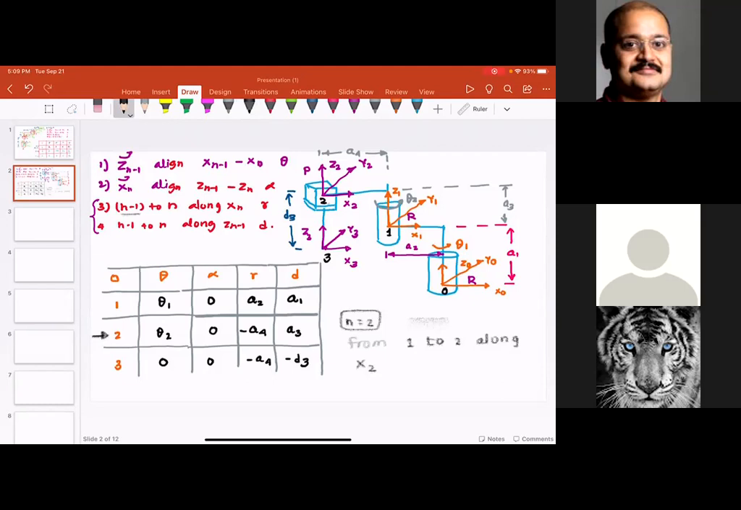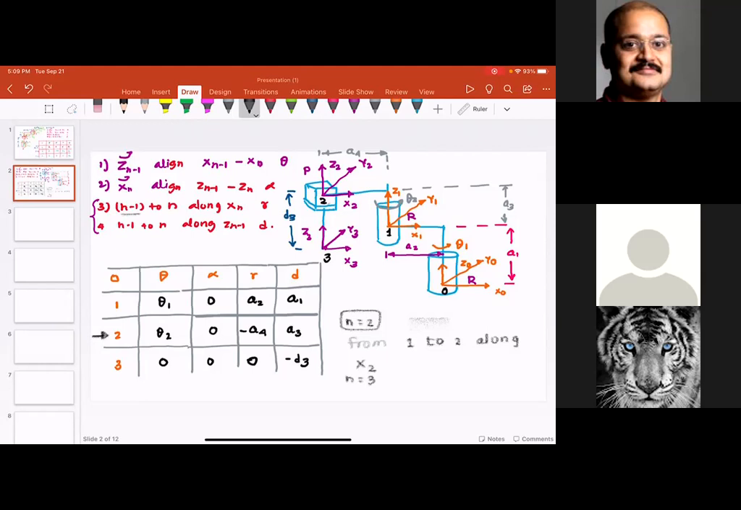Okay, so n is equal to 3. So theta is equal to 0 and alpha is equal to 0. There won't be any others. So this is 0, because of the prismatic joint. Yeah, this is correct.